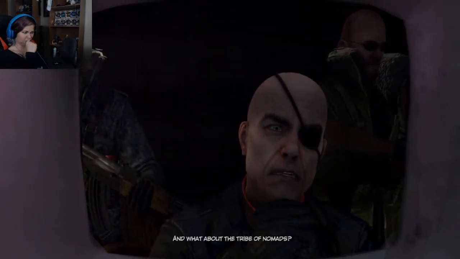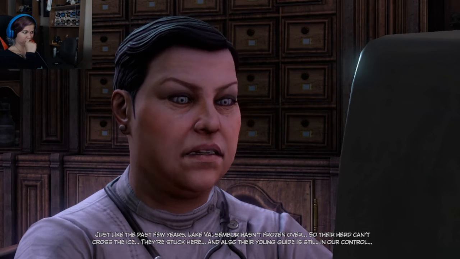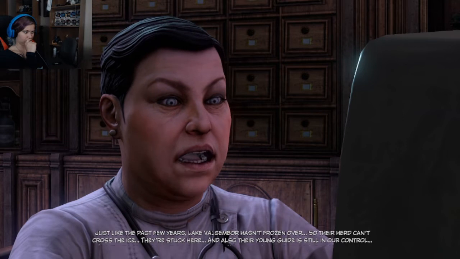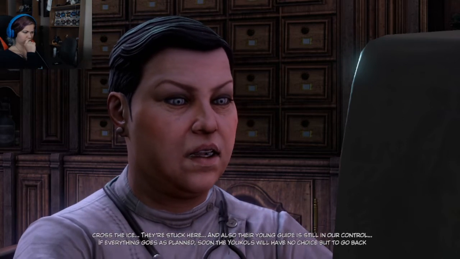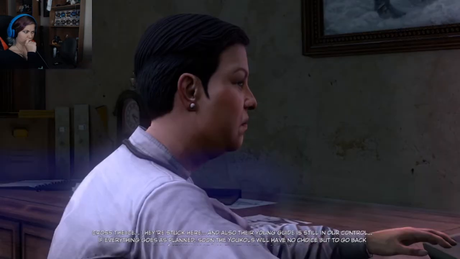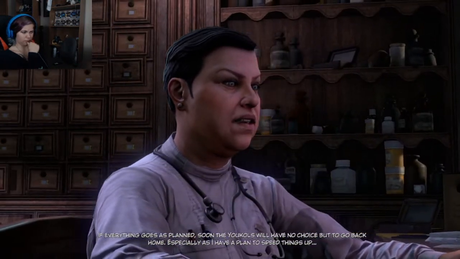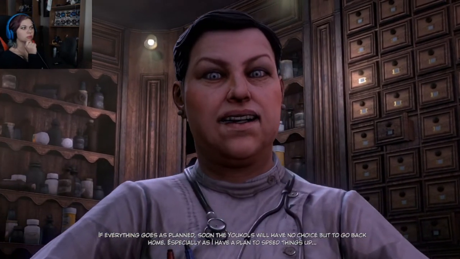And what about the tribe of nomads? Just like the past 2 years, Lake Valsambor hasn't frozen over, so the herd can't cross the ice. They're stuck here. And also, their young guide is still in our... If everything goes as planned, soon the Yukuls will have no choice but to go back home. Especially as I have a plan to speed things up.